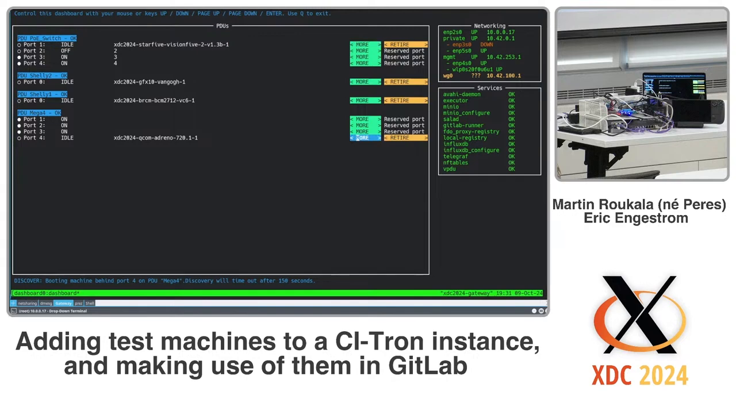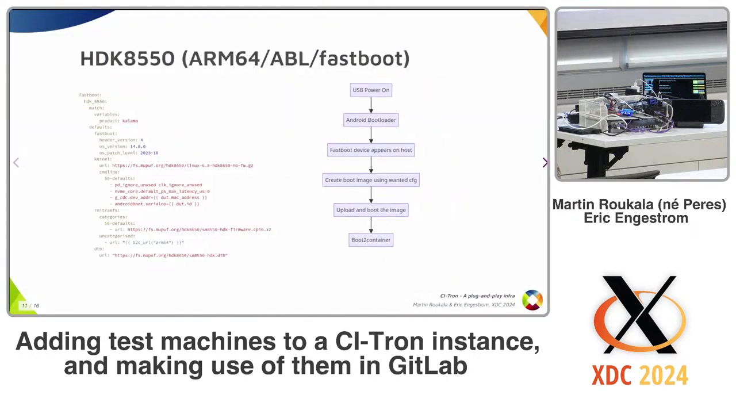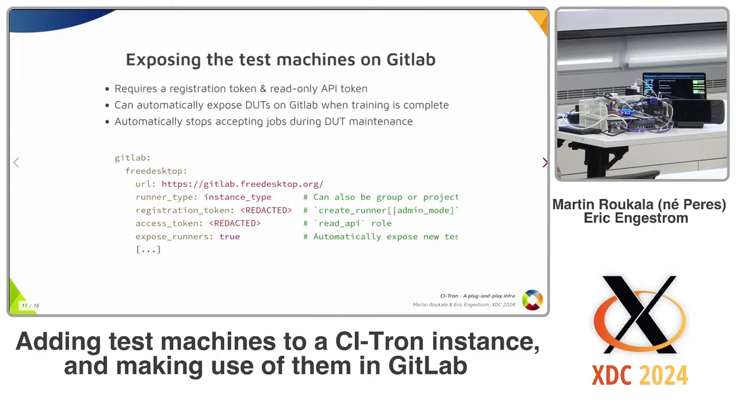What do we have next? So we want to expose these machines on GitLab. What we need to do is say which instance we want to expose it on, then what type of runner we want. Is it an instance runner, a group runner, or a project runner? We'll need to create a registration token that has the create runner role. And if you want it as an instance type, then you need to have the admin mode also. And then you need an access token with the read API role that allows you to check that the tags that are in GitLab are the same as the ones that we have found. And then you just have a way to expose the runner if you want or not.